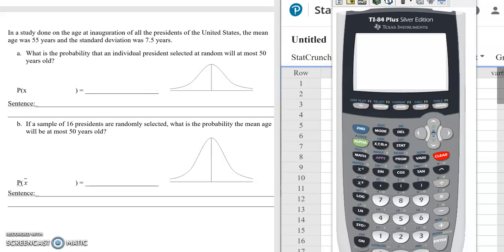In a study done on the age at inauguration of all the presidents of the United States, the mean age was 55 years old and the standard deviation was 7.5 years. So first of all, we need to note that the mean here is 55 years old and the standard deviation is 7.5 years.